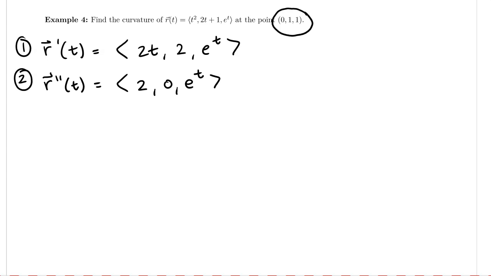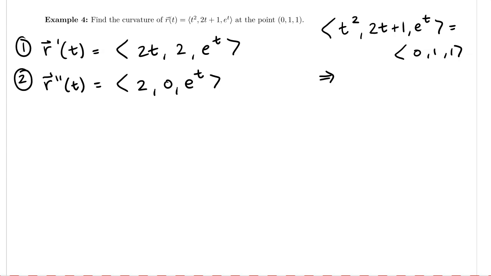So we want to find the curvature at this ordered triple. And you'll notice that if I set the vector t squared, 2t plus 1, and e to the t equal to the vector 0, 1, 1, this implies that the only way that would happen is if t was equal to 0. So now that I have that information, because I've taken the derivatives, I can plug in my t value of 0 into these. So let's do that.